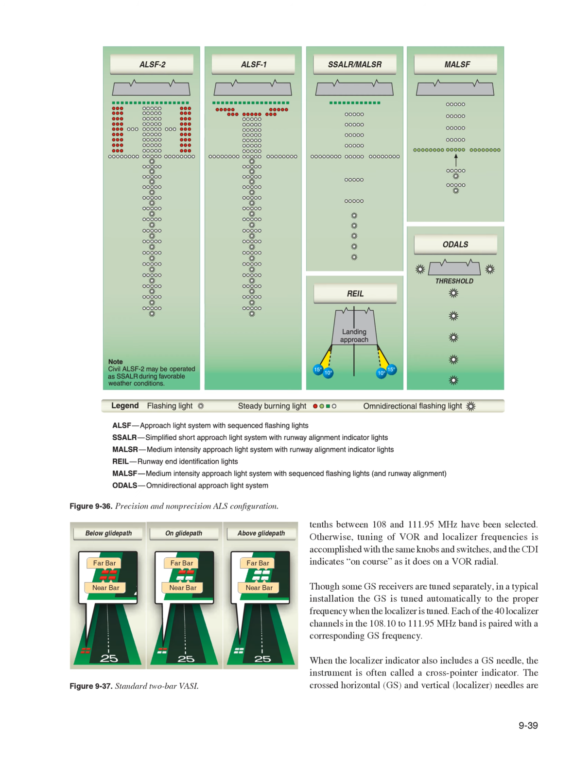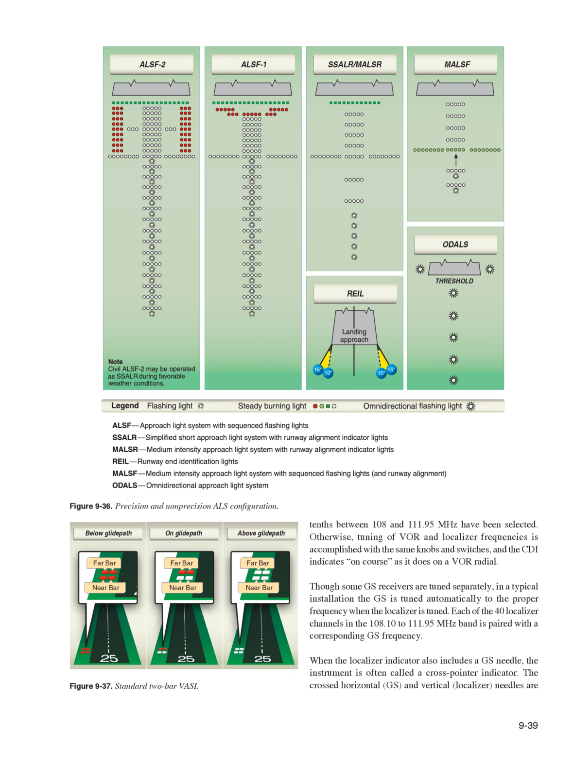Figure 937. Standard 2-bar VASI. tenths between 108 and 111.95 MHz have been selected. Otherwise, tuning of VOR and localizer frequencies is accomplished with the same knobs and switches, and the CDI indicates on course as it does on a VOR radial.